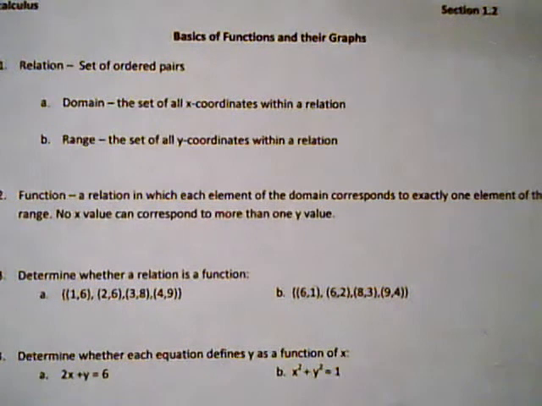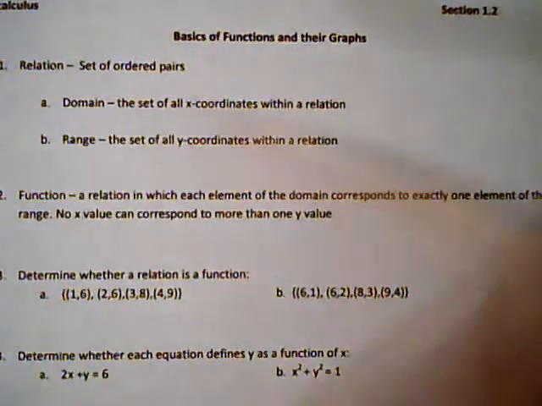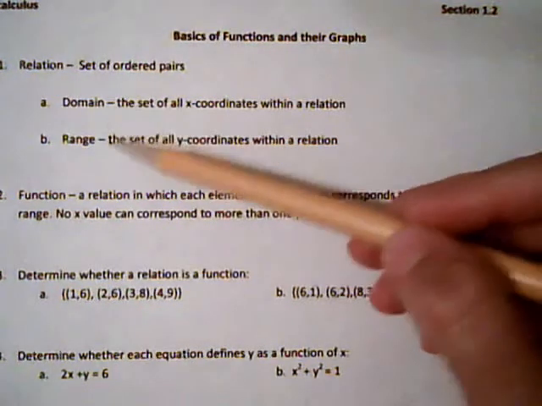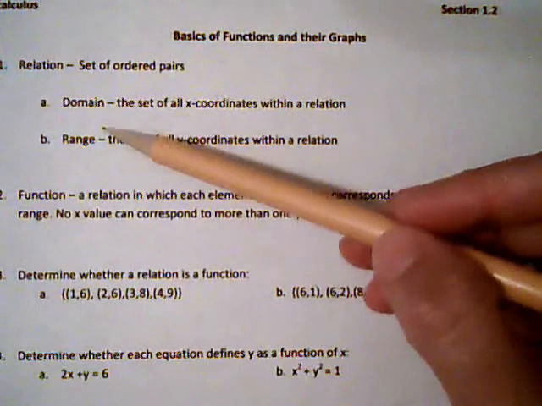Section 1.2 is on the basics of functions and their graphs. Okay, the first thing we're going to look at is something called a relation, and that's just a set of ordered pairs. Every relation will have a domain and a range. Okay, we will be talking about domain and range a lot in the future chapters.